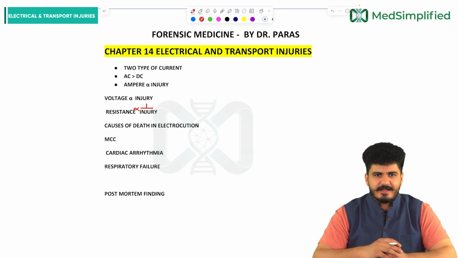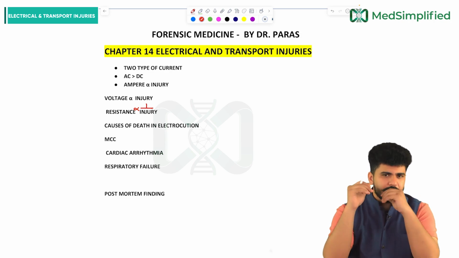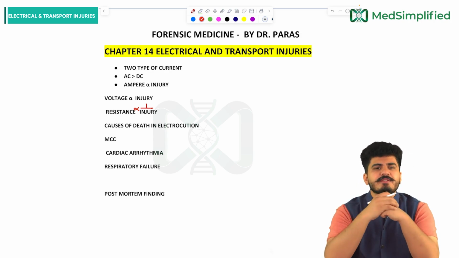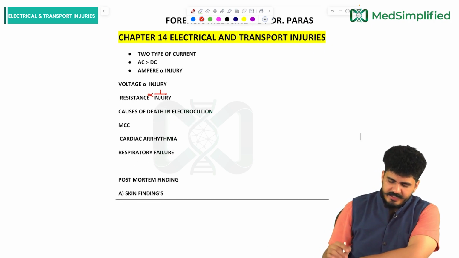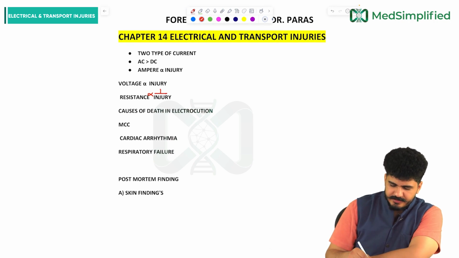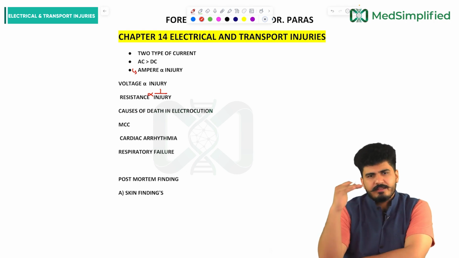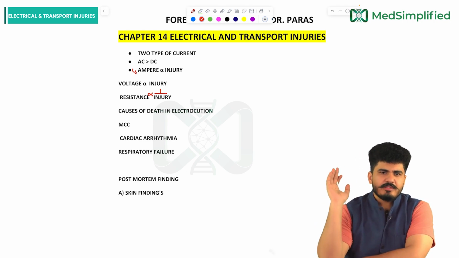In electrical injuries, we'll see there are two types of currents. Which current is more dangerous? AC is more dangerous than DC, my dear friends. And the ampere will decide the injury. More ampere, more injury. So the first factor is that ampere is directly proportional to the injury. The more ampere current there is, the more injury there will be.